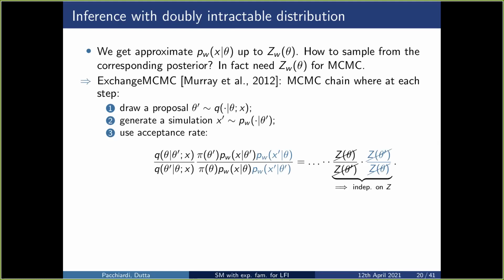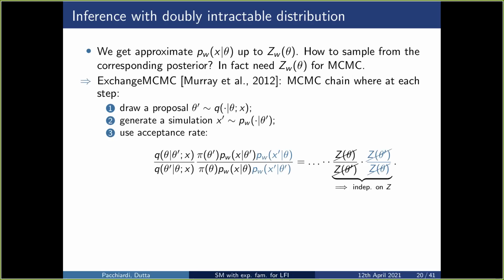But we noticed that we got an approximation of the PW up to ZW. So we do not know ZW. So how do we sample from the corresponding posterior? In this case, we know that for MCMC, we need the Z_W(theta). So we are actually in this doubly intractable MCMC scenario. There are a lot of works for doubly intractable MCMC, and we picked up the exchange MCMC from Murray et al., from 2012.